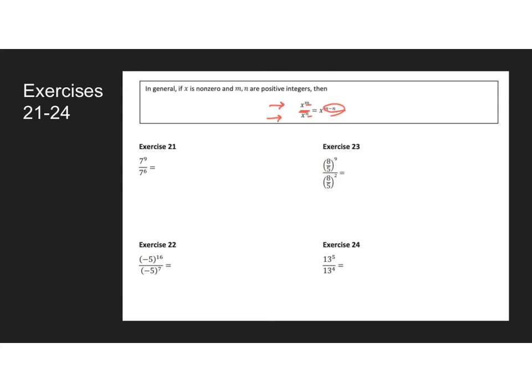So 7 to the 9th divided by 7 to the 6th. This is the same as saying 7 to the 9 minus 6, or 7 to the third. Okay, again, you just subtract your exponents. I'll do exercise 23 with you. We have 8 fifths to the 9th divided by 8 fifths to the 2nd. Well, we keep our same base. Remember, keep it in parentheses. It's important. And then we're doing 9 minus 2. 9, 8, 7. Okay, do these two on the bottom, please, and then we'll check them in one minute.